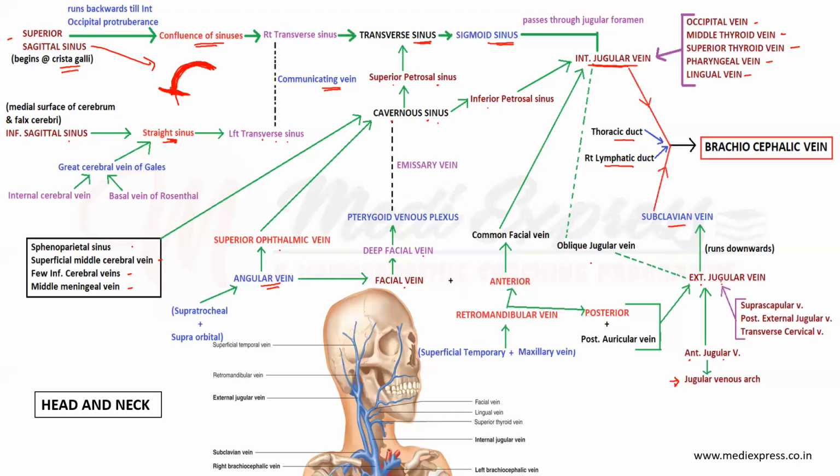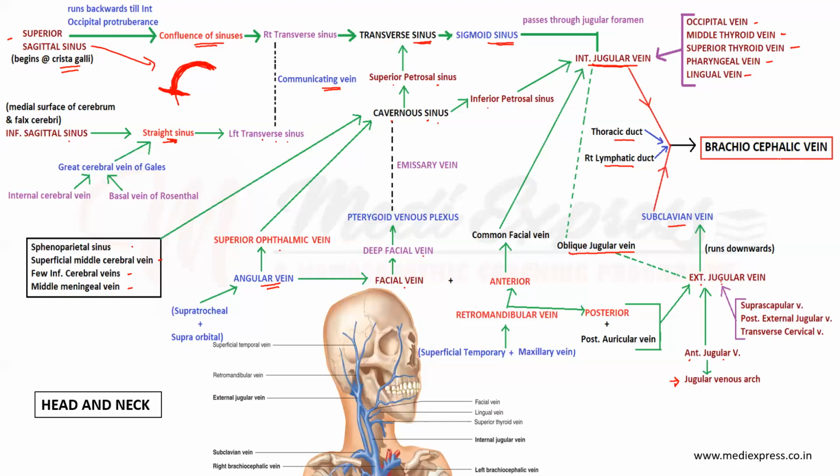Remember, it is communicated through a particular vein that is known as the oblique jugular vein. So, thus, this is completely over. So what you need to remember is in the head and neck, exactly from where it starts and where it ends. Remember, it starts from the sagittal sinuses, may it be superior sagittal sinus and inferior sagittal sinus, and it ends into the brachiocephalic vein.